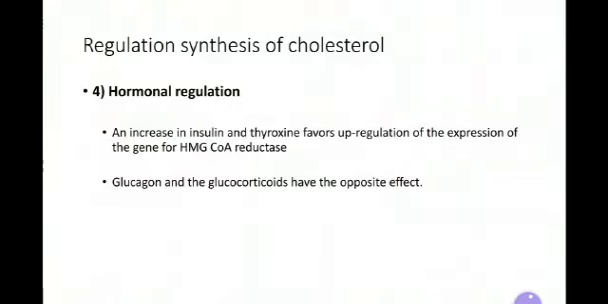Then the fourth factor which influences the regulation of cholesterol synthesis is hormonal regulation. Hormones: insulin, as you have studied in the last slide, and also another hormone, thyroxine, they both favor the upregulation of expression of the gene. And glucagon and glucocorticoids have the opposite effect, meaning they down regulate the expression of HMG-CoA reductase.